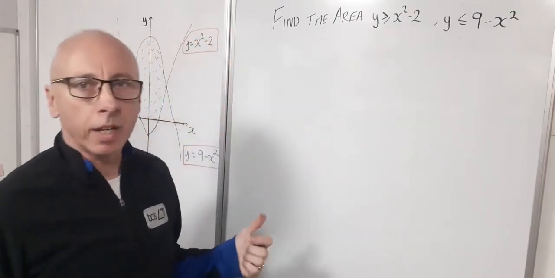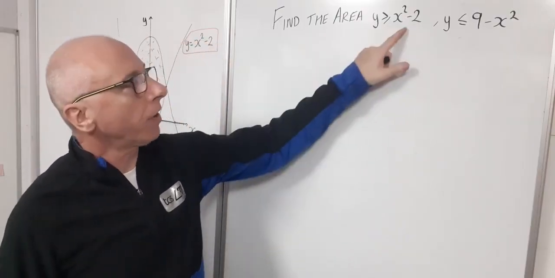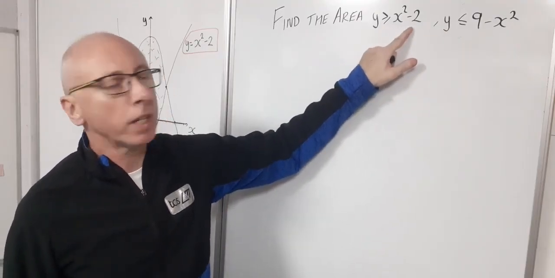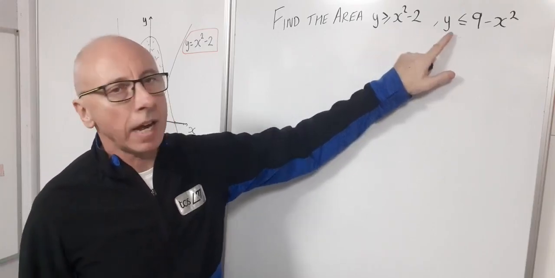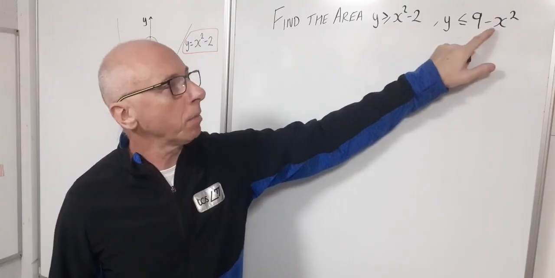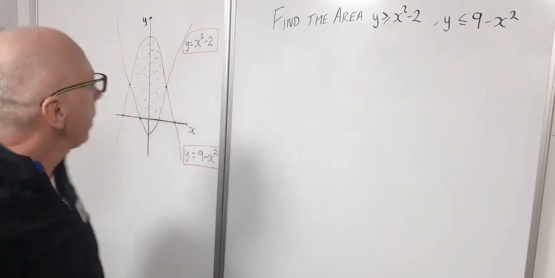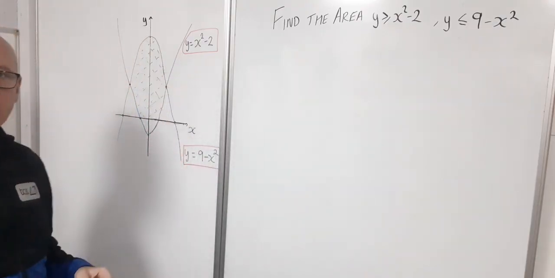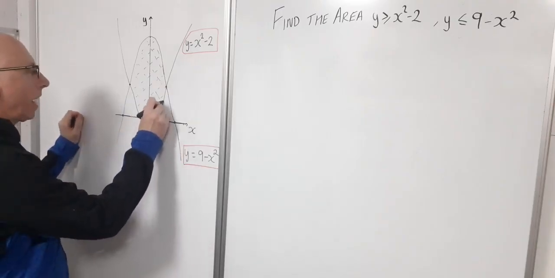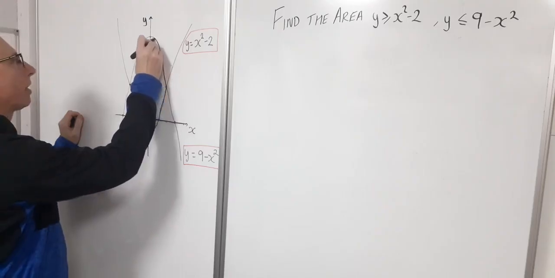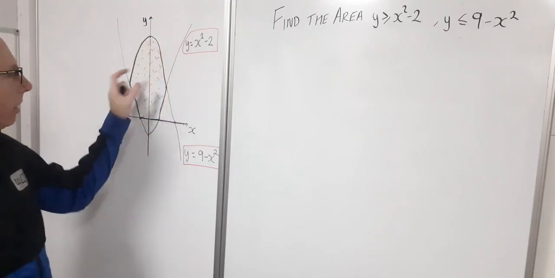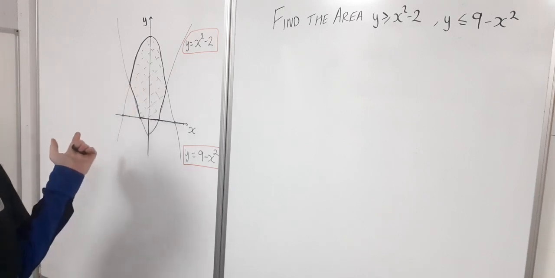So in this question here, we're going to find the area which confines these two inequalities. Y is greater than or equal to x squared minus 2, and at the same time y is less than or equal to 9 minus x squared. Now I've drawn these two graphs together, so this here outlines the area that we are trying to find. So these bits here, inside this. Okay, so how do we go about finding that?